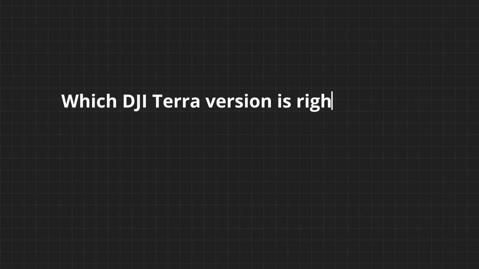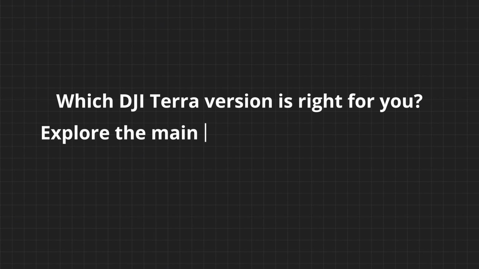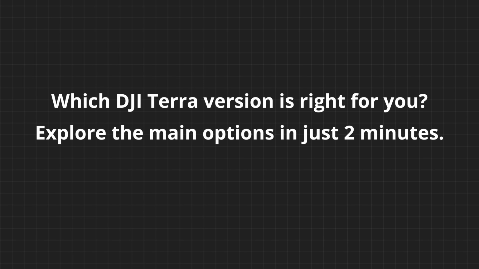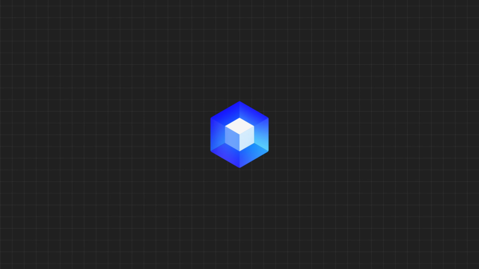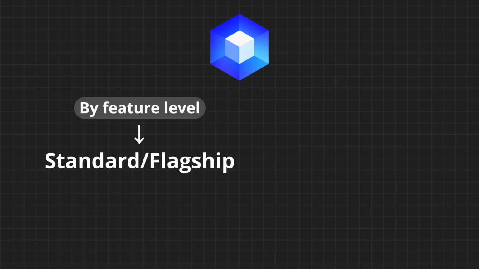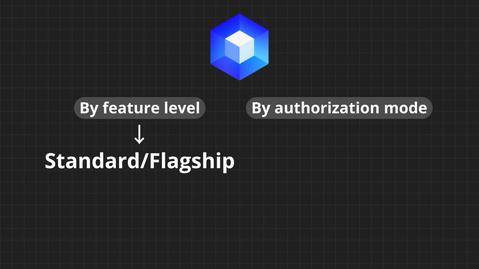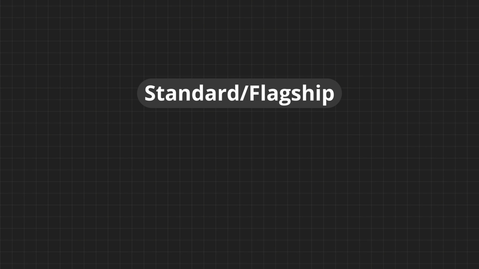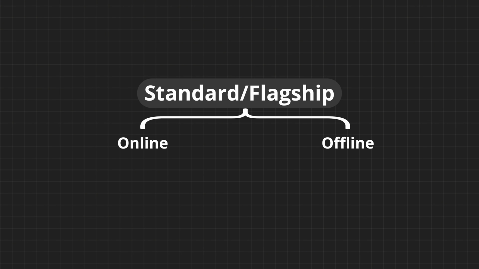Which DJI Terra version is right for you? Explore the main options in just 2 minutes. DJI Terra licenses are structured along 2 dimensions. By feature level, there are standard and flagship versions. By authorization mode, there are online and offline options. Standard and flagship versions are available in either mode, or as an online-only yearly subscription.